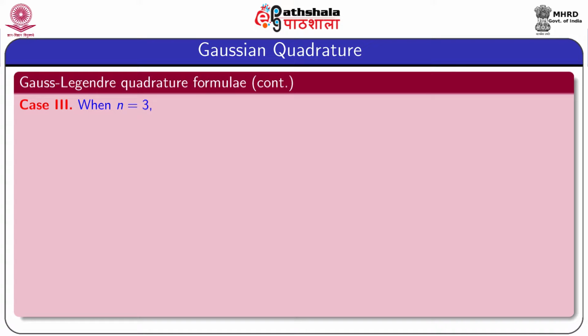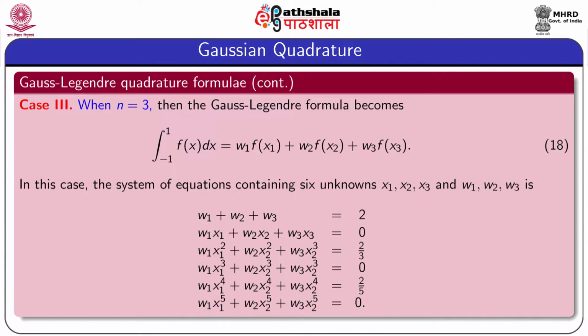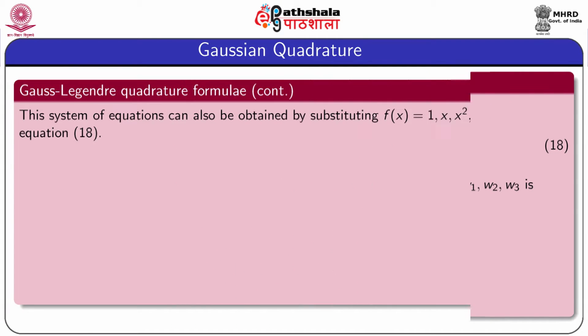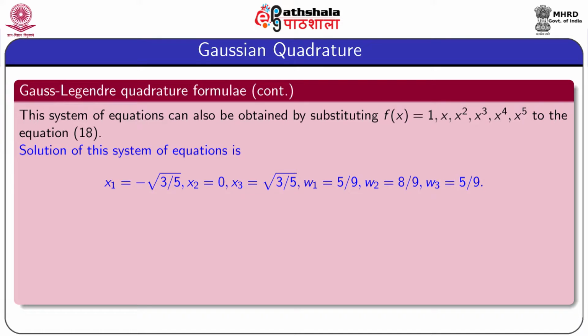Now, for n equal to 3, the formula is given by equation number 18, and the system of equations containing 6 unknowns x1 to x3 and w1 to w3 is given by these 6 equations. These 6 equations can also be obtained by substituting f(x) equal to 1, x, x squared up to x to the power 5 into equation 18. Now, solving this system of equations, we get x1 equal to minus root of 3 by 5, x2 equal to 0, x3 equal to root of 3 by 5 and w1 equal to 5 by 9, w2 equal to 8 by 9, w3 equal to 5 by 9.